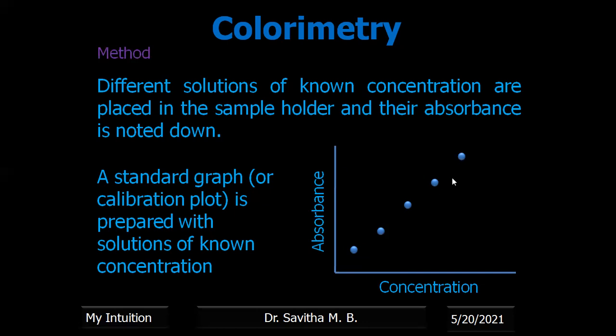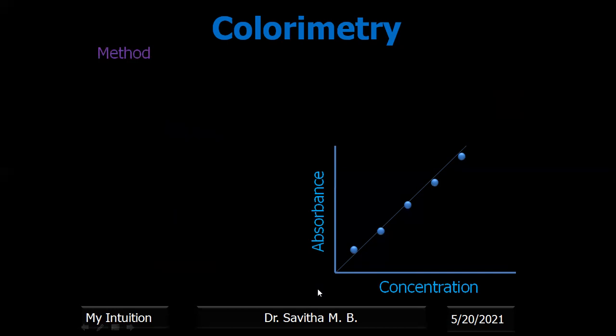Okay, so you will get a graph like this. Then you have to draw a straight line, and that straight line has to pass through the origin, because at 0 concentration, absorbance is also 0. Therefore, the calibration graph has to pass through the origin.